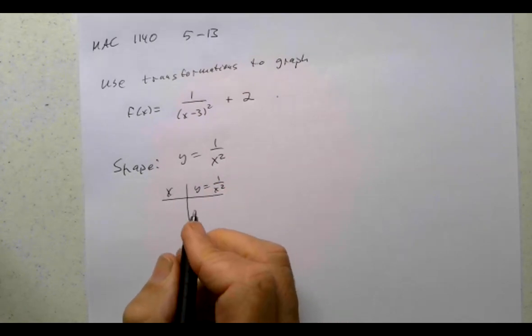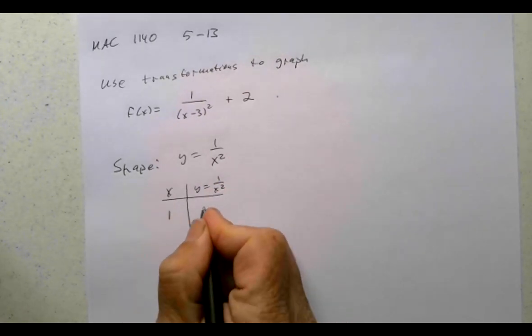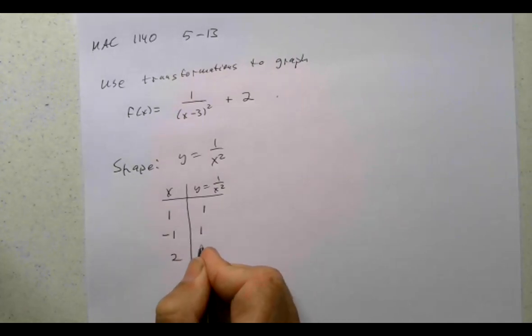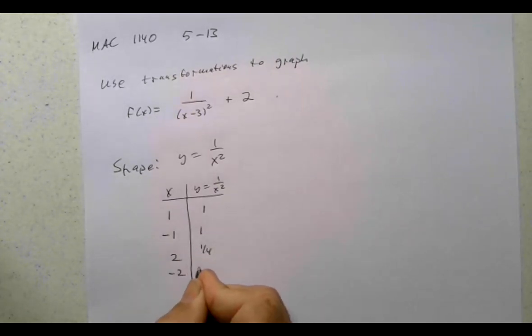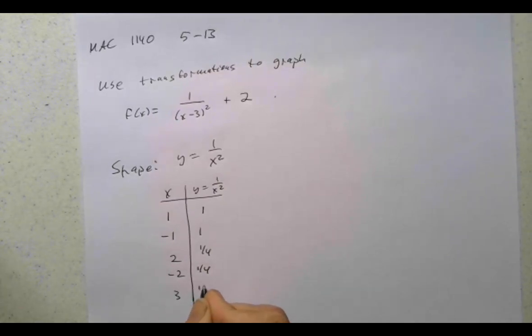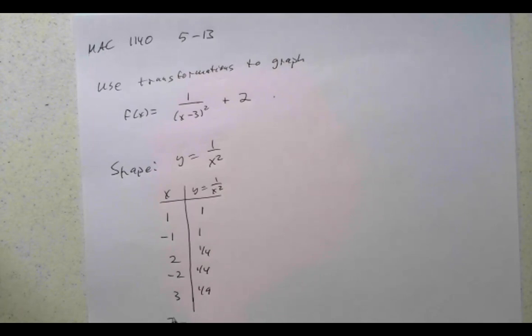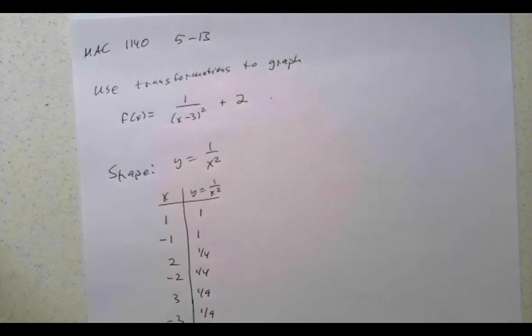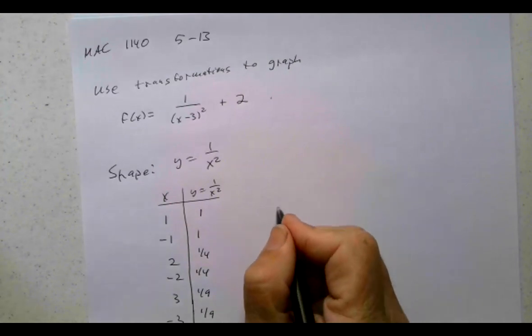Zero doesn't make any sense, but I can go to 1. 1 over 1 squared is 1. 1 over negative 1 squared is 1. 1 over 2 squared is a quarter. 1 over negative 2 squared is a quarter. 1 over 3 squared is a ninth. 1 over negative 3 squared is a ninth. So that's what we're starting with, and we have an asymptote at 0. So let's look at those points, and then from there we're going to shift everything 3 right and 2 up.